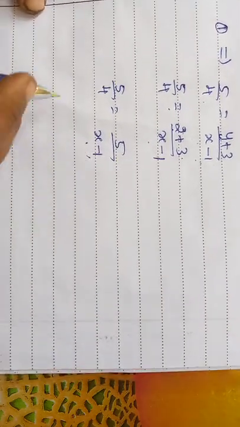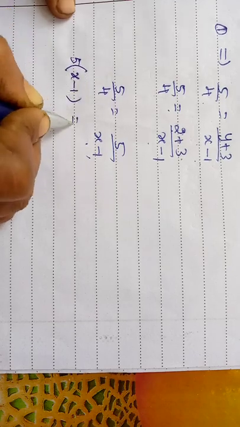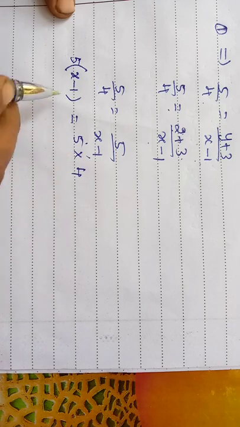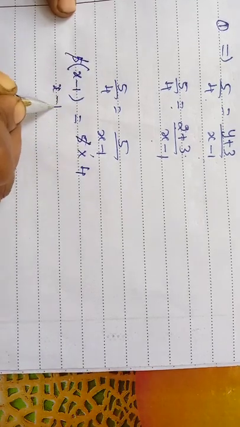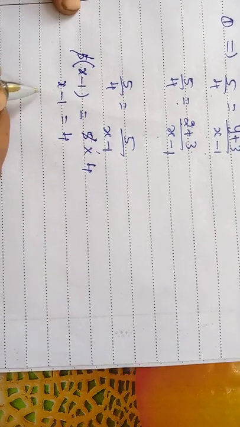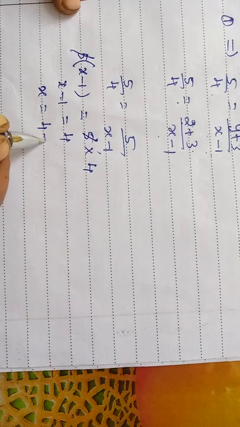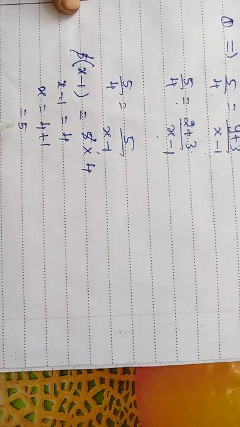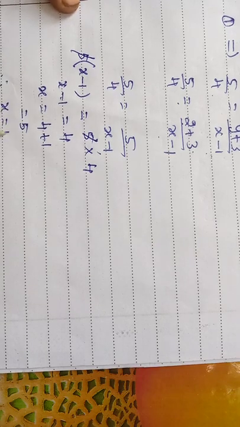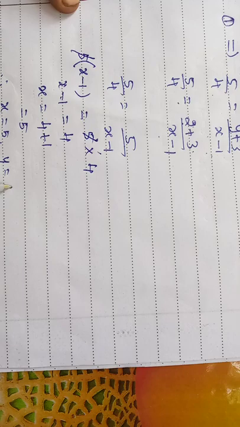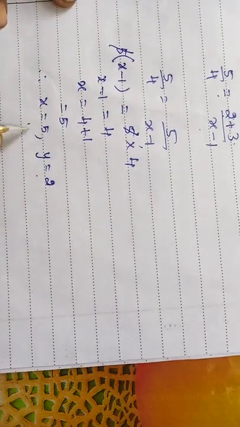Let us cross multiply. We get 5 into x minus 1 equal to 5 into 4. Let us cancel this 5 and 5. Remaining we get x minus 1 equal to 4. We need x value now. So x is equal to 4, this minus 1 take this side, it becomes plus 1, which is equal to 5. Therefore what are the values we have? x is equal to 5, y is equal to 2. Understood students? x is equal to 5, y is equal to 2.